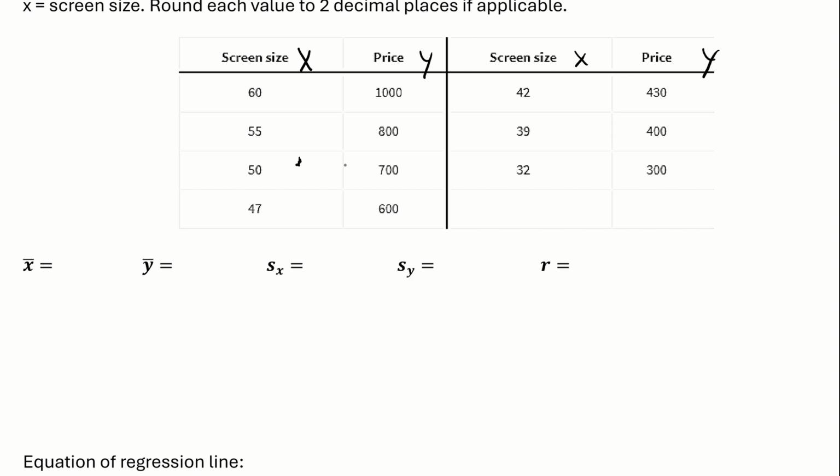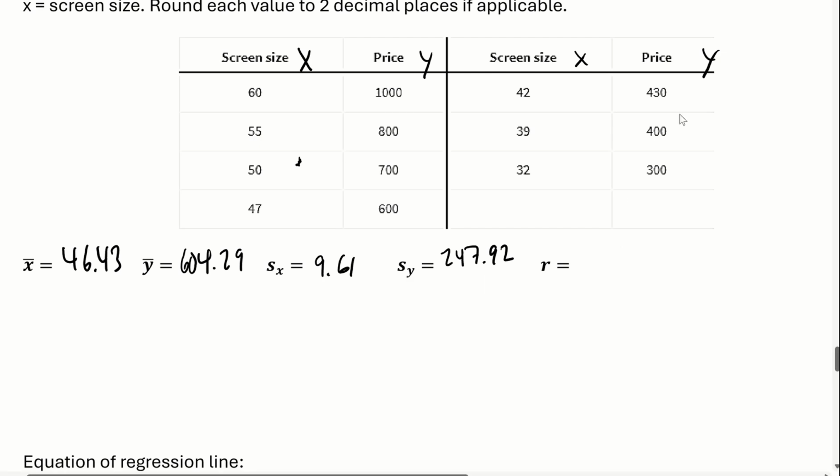Okay, so if you average all the X's, you get 46.43. You average all the Y's, you get 604.29. You do the standard deviation for X, 9.61, standard deviation for Y, 247.92. Again, these are all on the calculator. And you can calculate R on the calculator. I'm going to show you how to do this on Excel, actually, because I haven't shown you how to do that yet. So let me show you that.